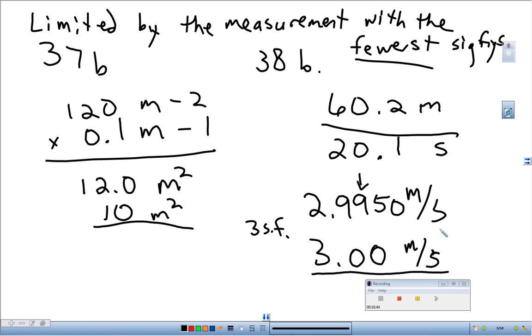It's kind of a messy s, but it's an s. And that's how you do these problems. I'm sure we'll practice this more before all is said and done.